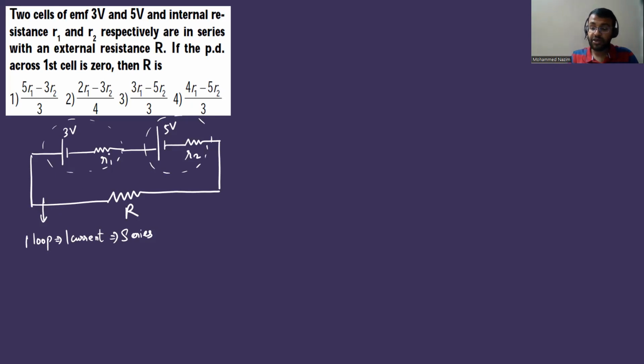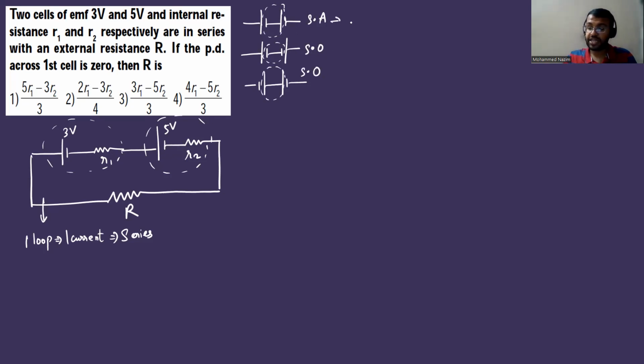And what kind of series? You have to be very careful now when cells are there. What kind of series connection is this? It is series aiding. You know this point. If cells are connected in this fashion, then it is series aiding. And if the cells are connected in this fashion, then it is series opposition, isn't it? Opposite terminals connected, then it is series aiding. Like terminals connected, negative, negative, or positive, positive connected, then it is series opposition.